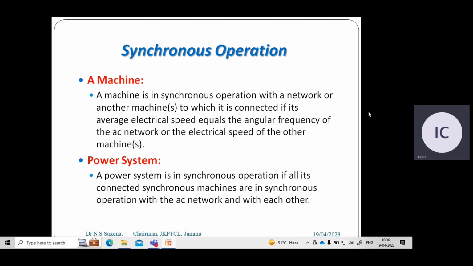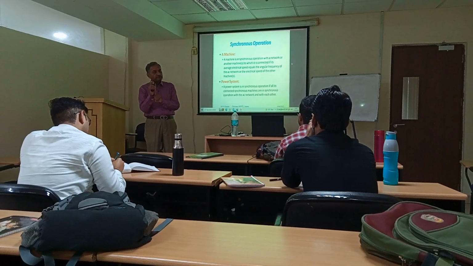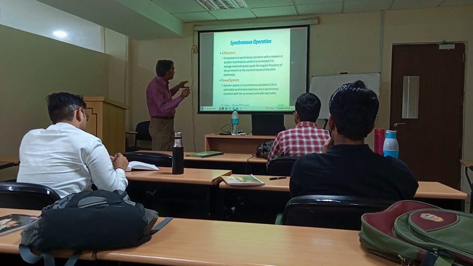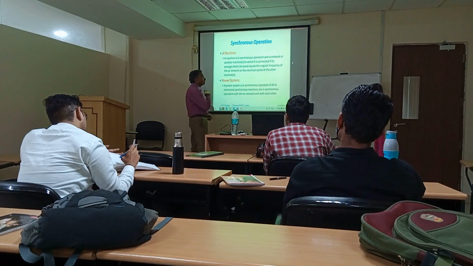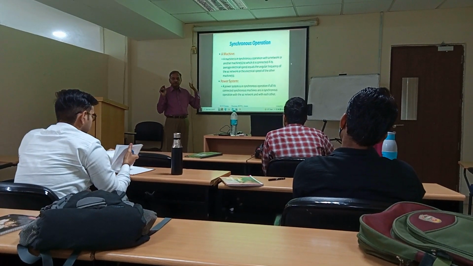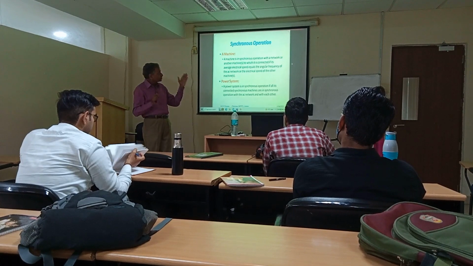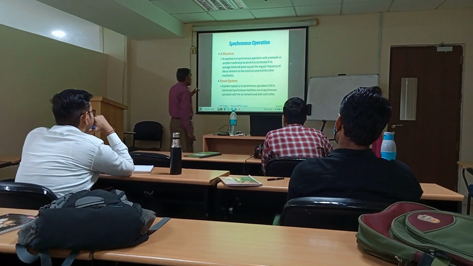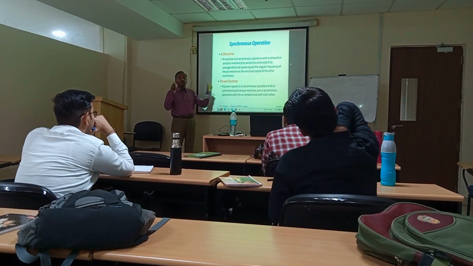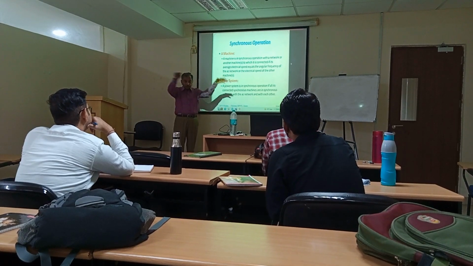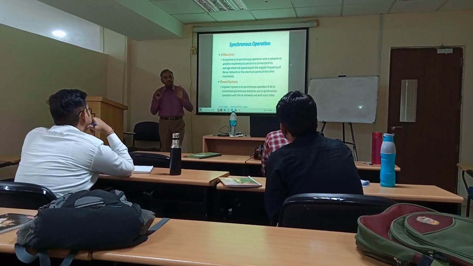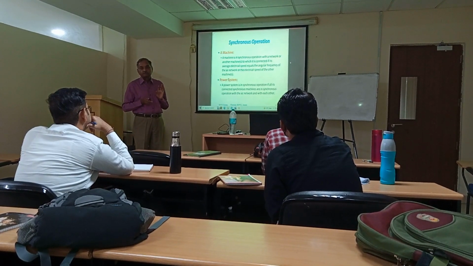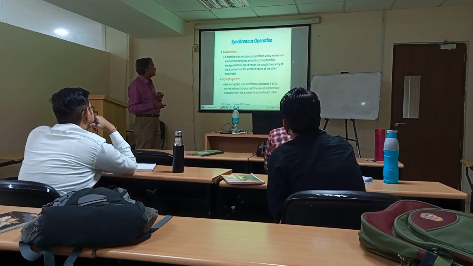The machine has a frequency, the prime mover frequency. Then there is a connected AC network, and the AC network has a frequency. If both operate at the same frequency, then the machine is said to be operating synchronously with the network. The whole power system is said to be operating synchronously if all the generators connected to it are operating synchronously. That is the ideal condition. Okay.